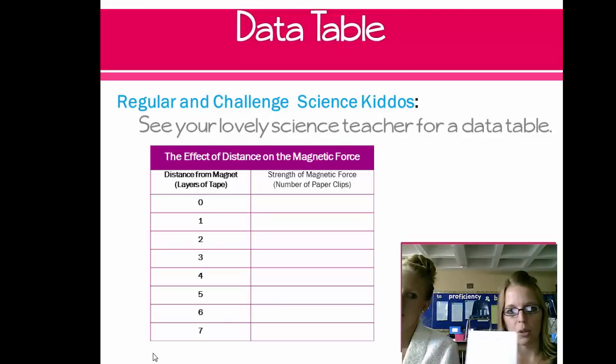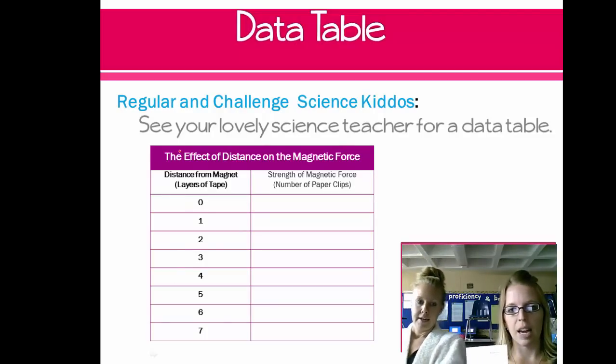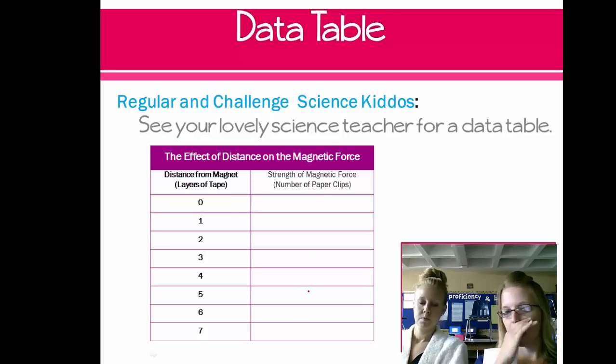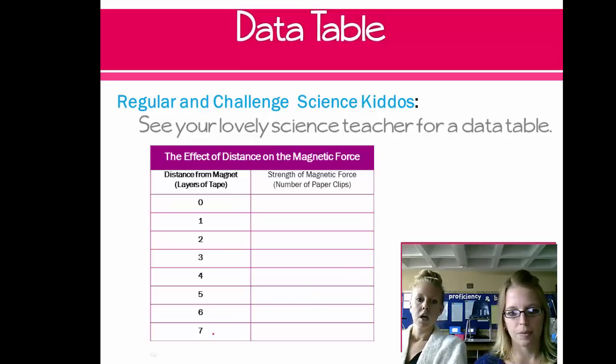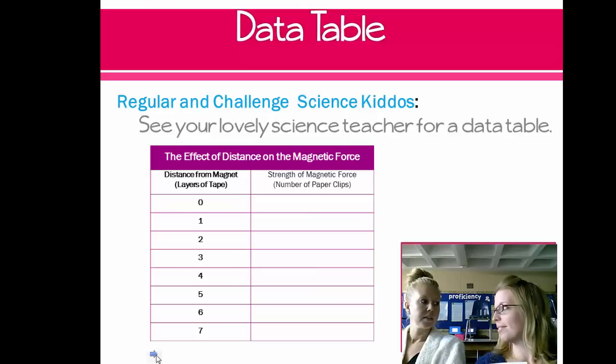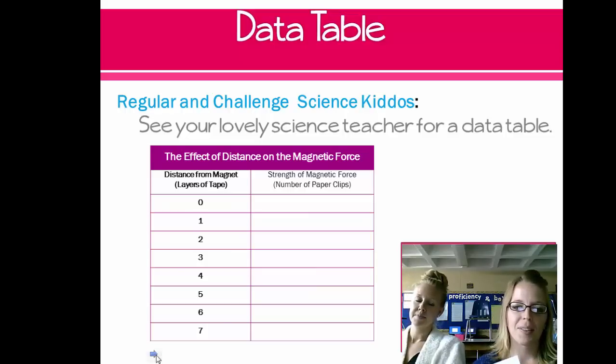Okay, you will have a data table, so find us for the lovely data table. It looks like this. It's also on the page. You'll see that we do have a title that has the IV and DV in it. We have the distance in layers of tape here, and then you have the number of paper clips. We're not making you do multiple trials. You're welcome. Because we changed it. We used class results last time. Yeah, that's okay. Just do one trial.